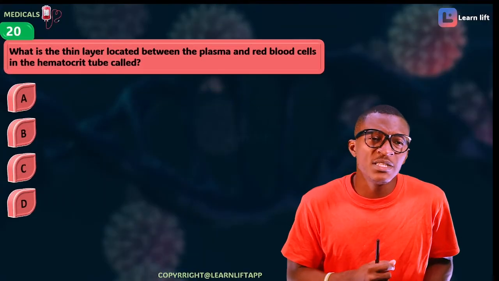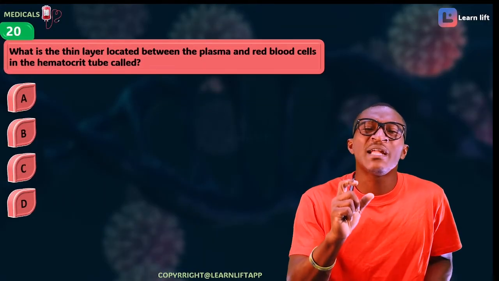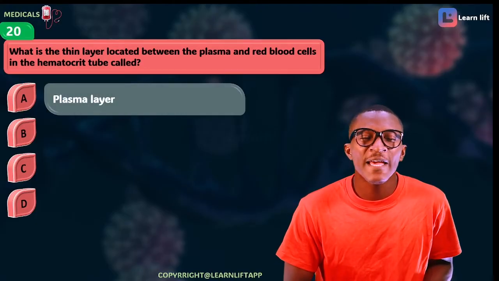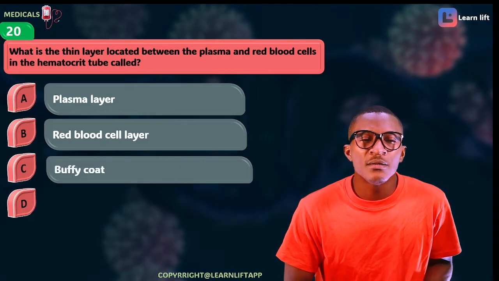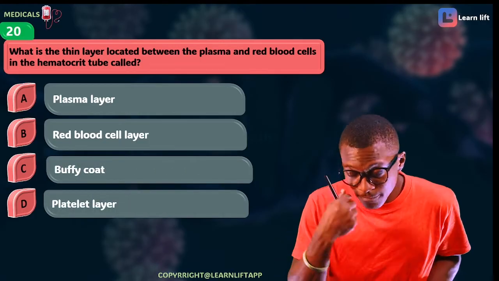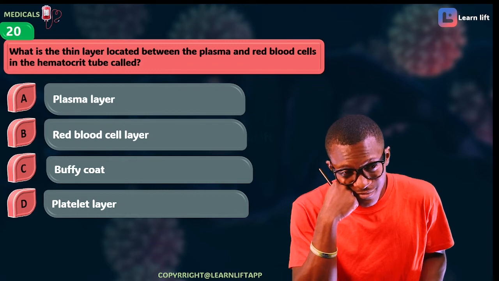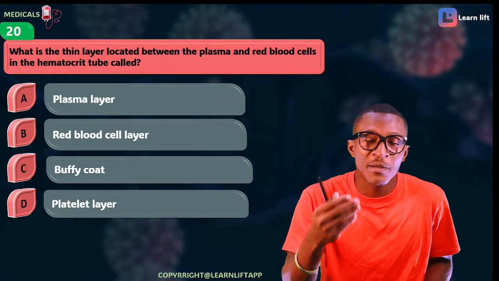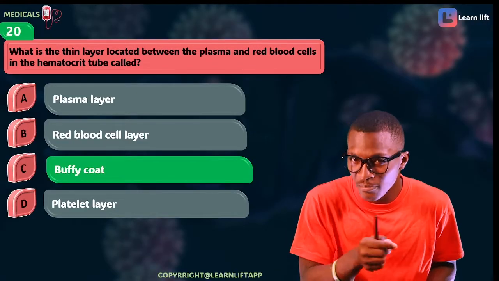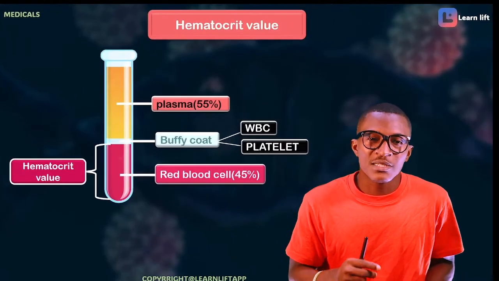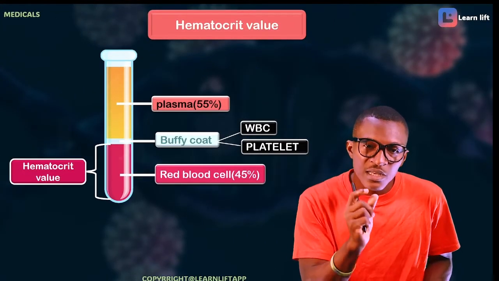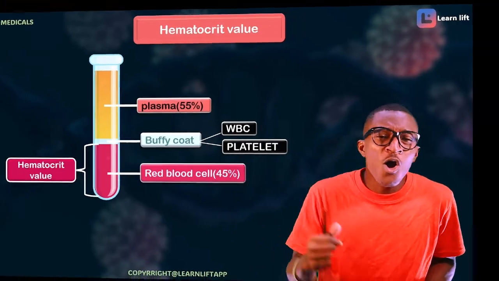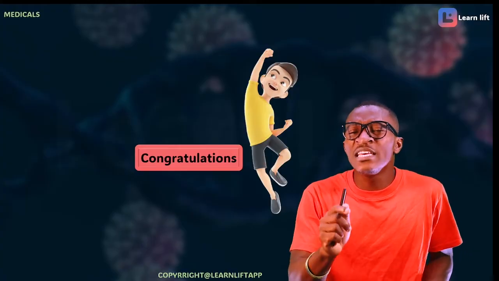The last question, number 20. What is the thin layer between plasma and red blood cells in a hematocrit test tube called? Plasma layer, red blood cell, buffy coat, platelet. Choose. Are you done? Now what's the answer? Between plasma and red blood cell, what we have is called your buffy coat. You remember that? Now let me give you a mental picture. You can see plasma is on top, then red blood cell. Between them, that is what we call your buffy coat. That brings us to all the top 20 questions in the introduction of blood.